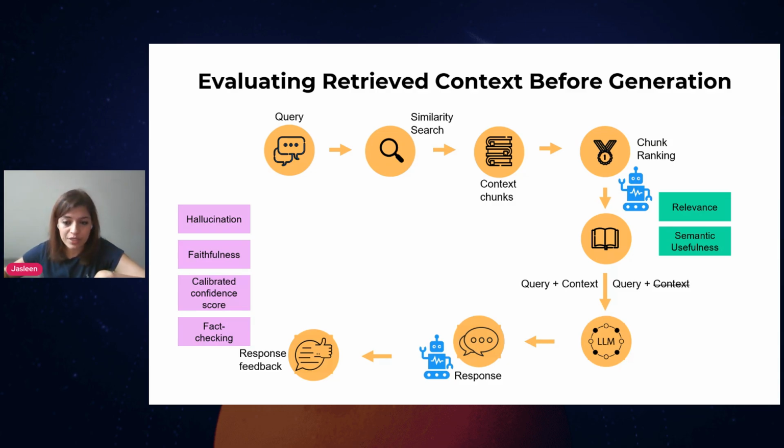Calibrated confidence, which checks how likely this answer is to be reliable given the quality of the context and the model's own uncertainty. Fact checking, which checks if the key claims in the answer hold up under scrutiny. And here's the final step, and maybe the most important. Instead of returning a black box answer to the user, we surface transparency.